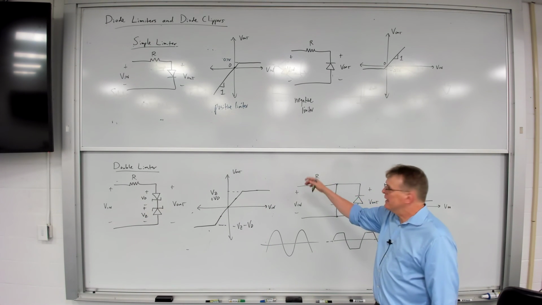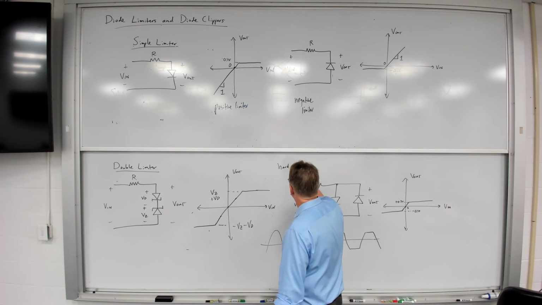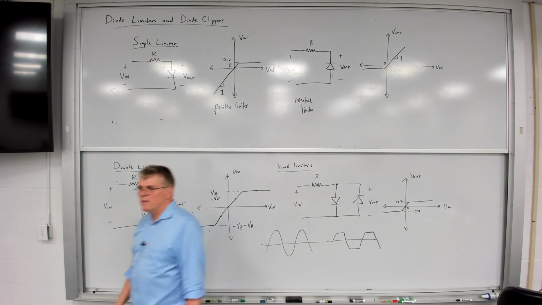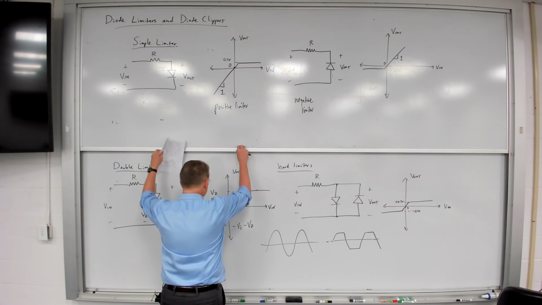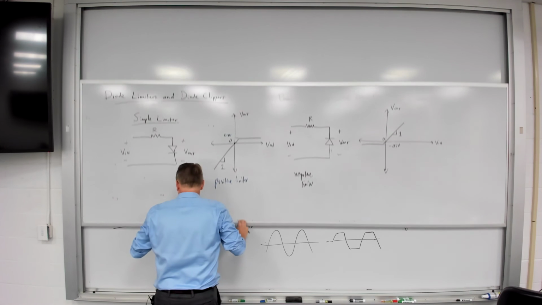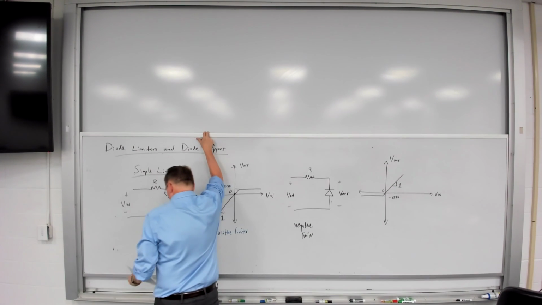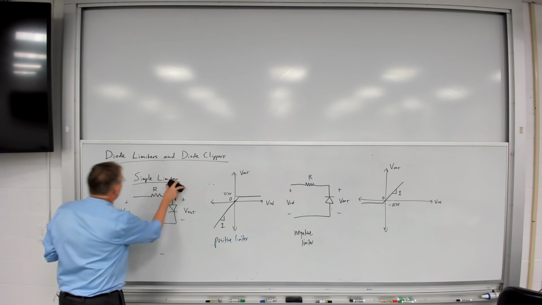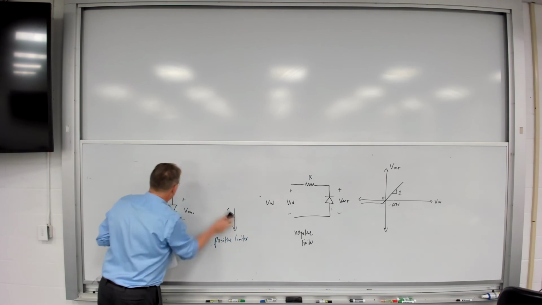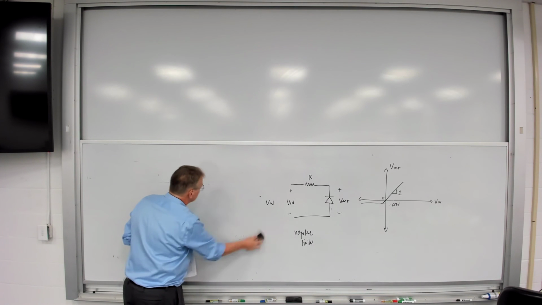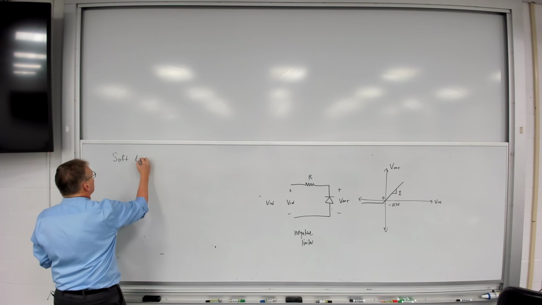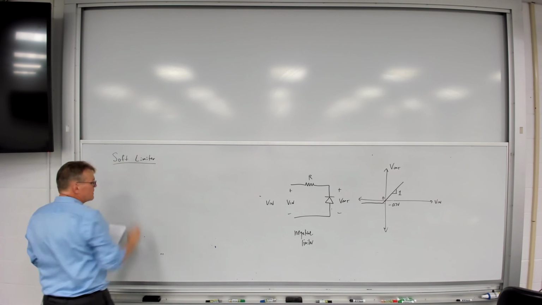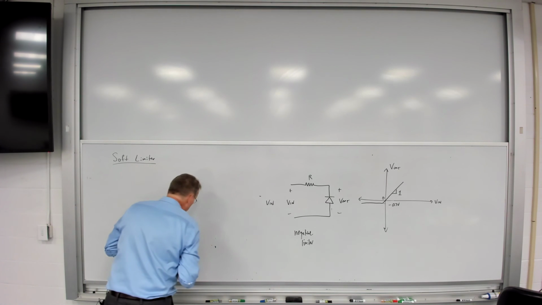Now, all these limiter circuits I'm looking at, these are all called hard limiters. But there's one other type of circuit that's called a soft limiter, which behaves a little bit differently than this. Let's take this same circuit we just did, and let's look at the soft limiter. Here's a soft limiter, which is nothing more than that Zener diode circuit we did a minute ago, except I am now going to add a resistor to it.